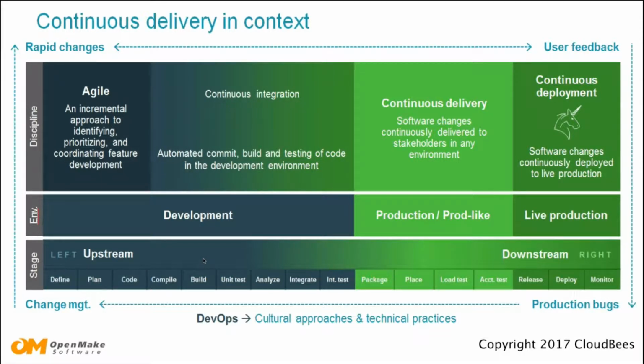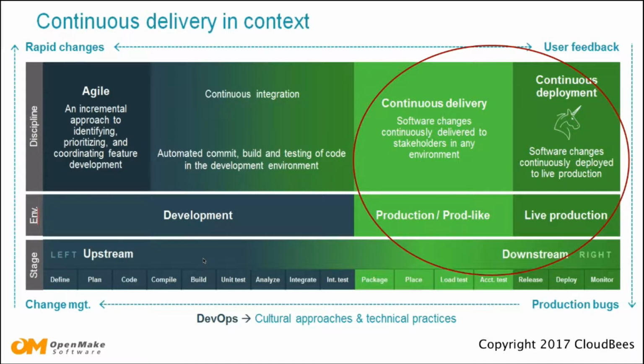In a recent webinar, Brian Dawson from CloudBees pointed out that the real unicorn in the continuous delivery process is the ability to deliver software changes to stakeholders in any environment. And this includes software changes continuously deployed to production. Let's go ahead and take a look at our continuous delivery process that we have going on.